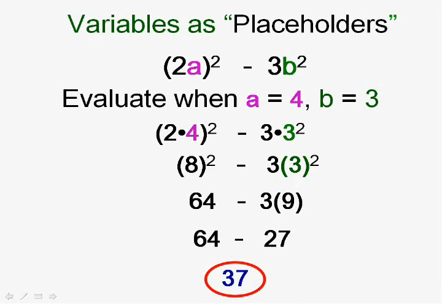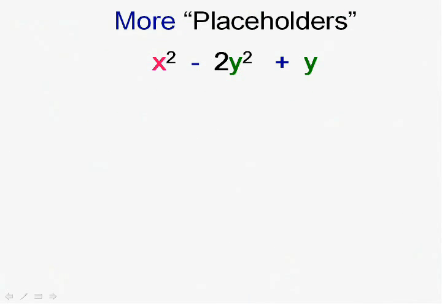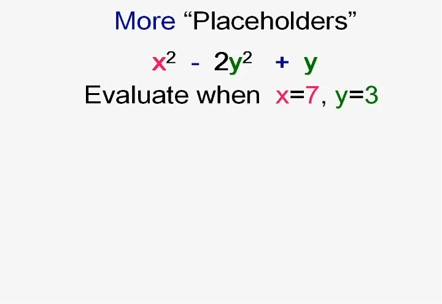Let's try another. Here's some more placeholders. Different letters, but it really doesn't matter. There's a little bit of a different flavor in this one, though. Every occurrence of X, I'm going to put in a 7. And every occurrence of Y, note that I do have 2 Y's, I'm going to put in a 3. So I'll have to basically put in a 7 for every X and a 3 for every Y. See, I had 2 Y's, so I have 2 3's.